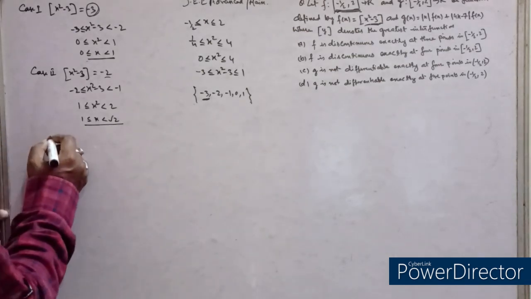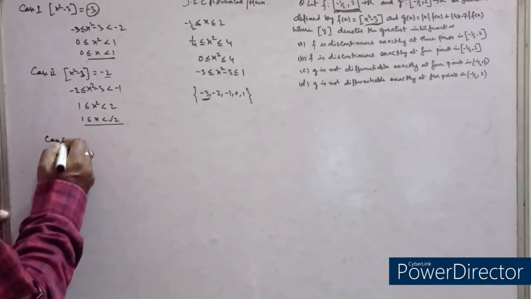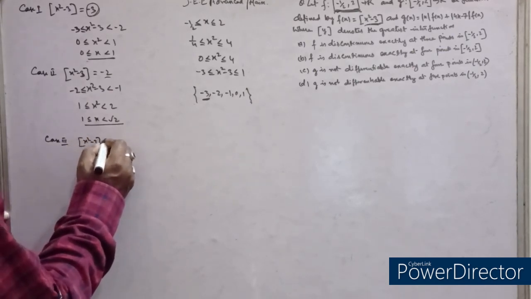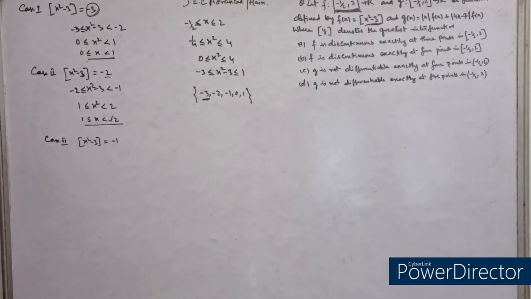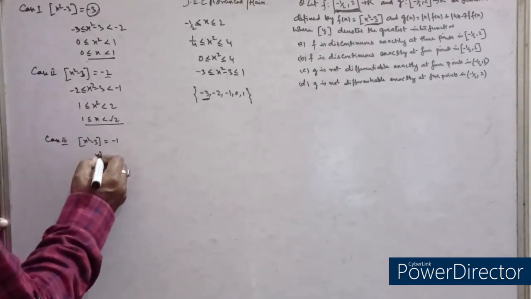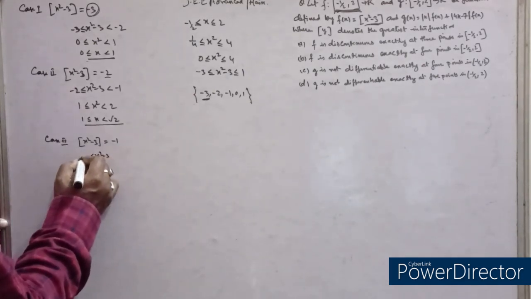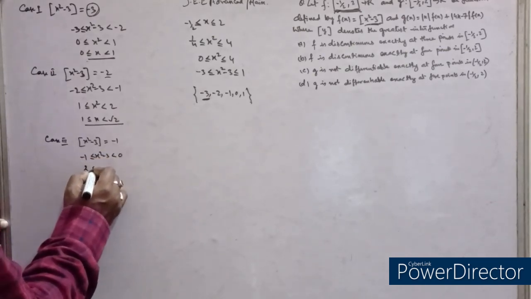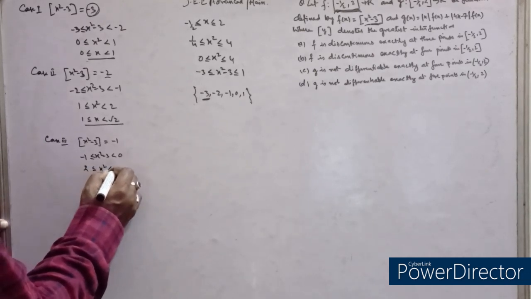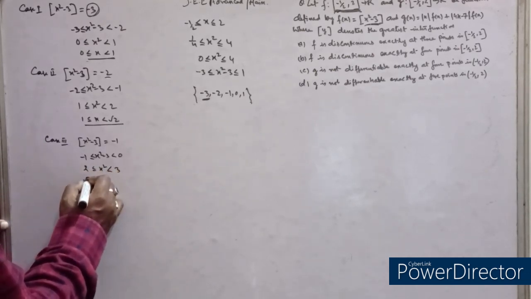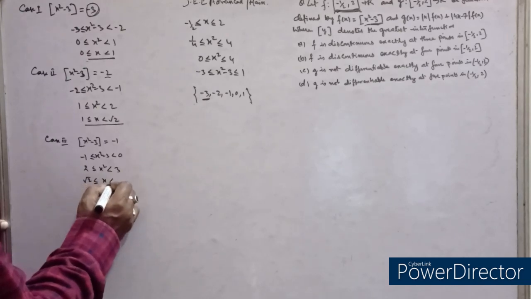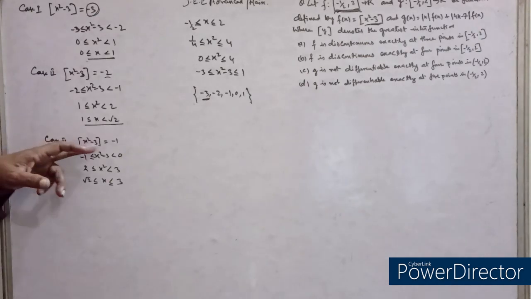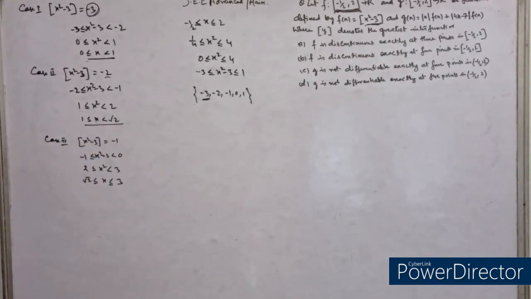Again, I am moving to case 3. In case 3, the greatest integer of x² minus 3 is equal to minus 1. So x² minus 3 will be greater than or equal to minus 1 and less than 0. Adding 3 to all the sides, we are going to get x² between 2 and 3, and taking the square root on both sides, root 2 less than or equal to x less than root 3. So in this interval your greatest integer function's value is minus 1.